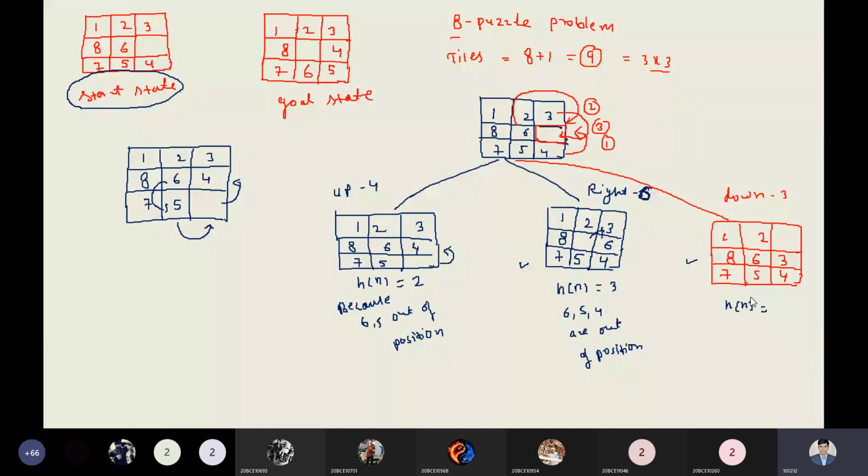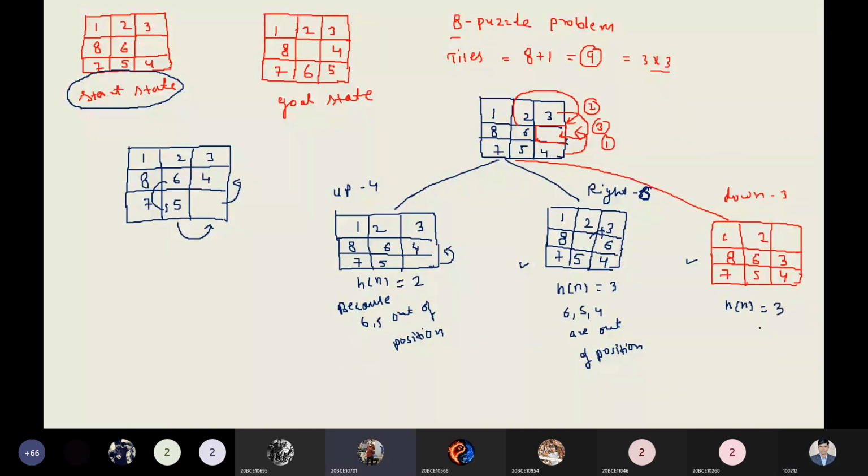Just think and tell me. The answer is in front of you. Okay, can I say the answer is 3? The heuristic function will be 3. Just tell me now. Can I say the heuristic function of 3 would be the right answer?